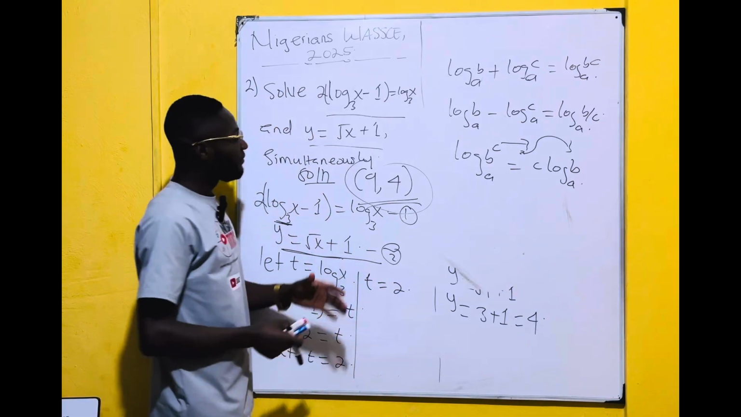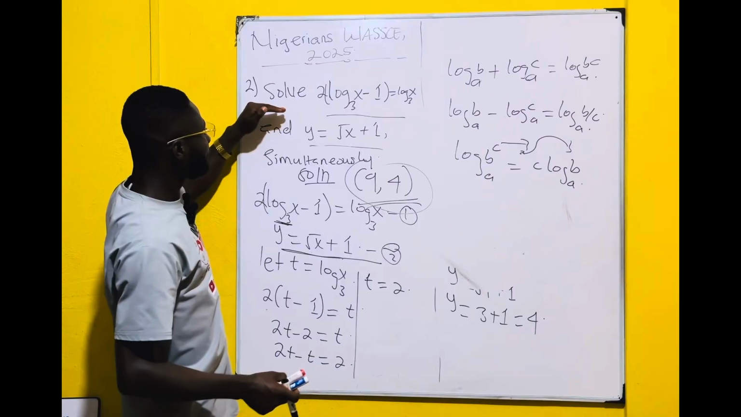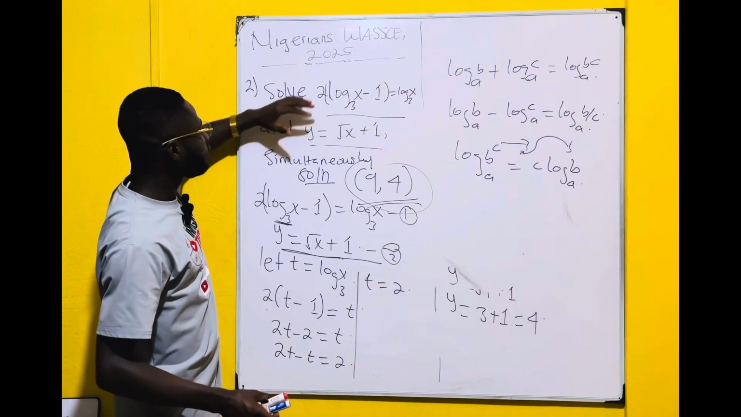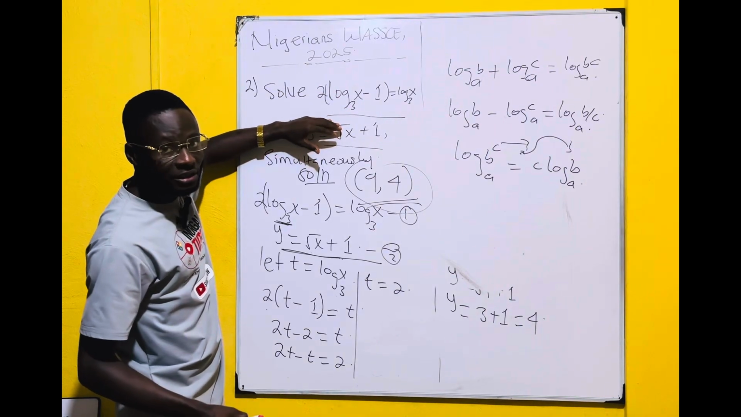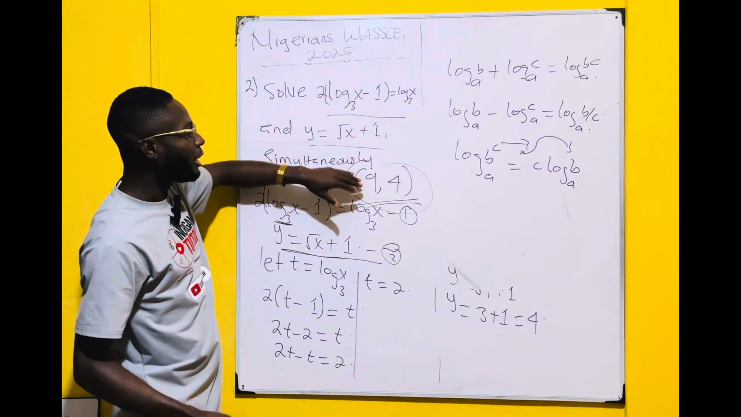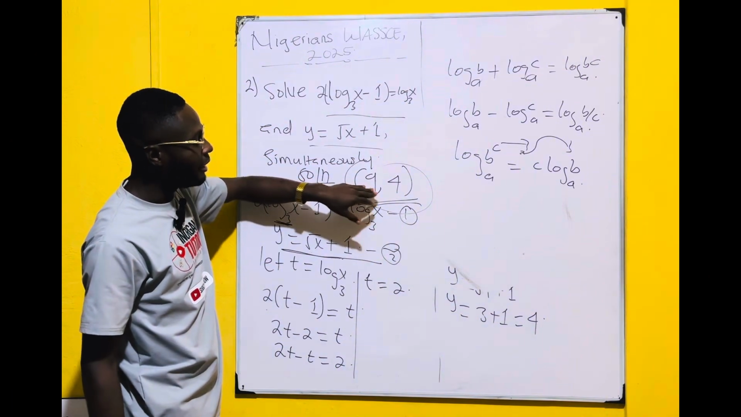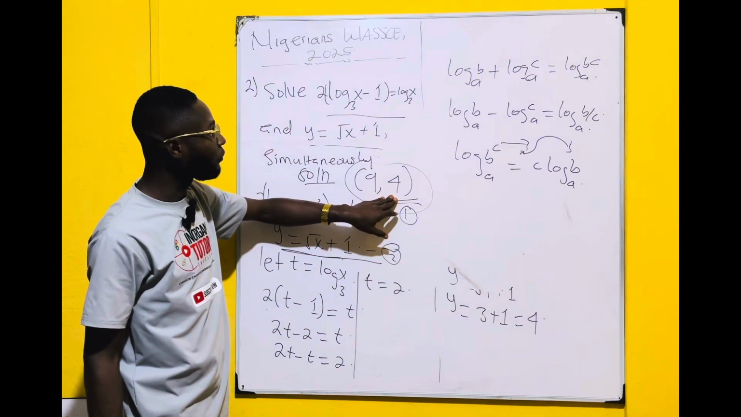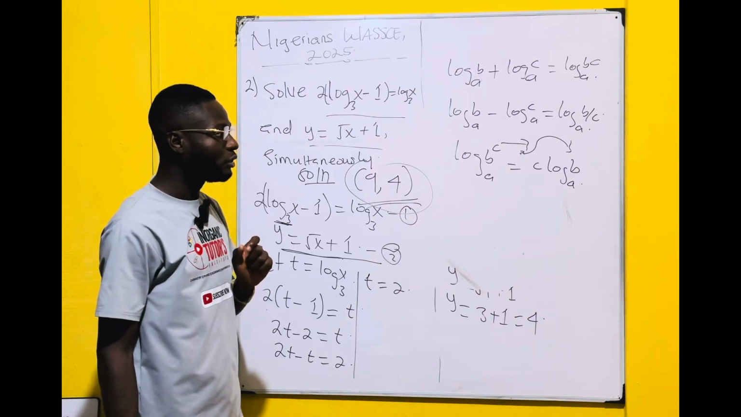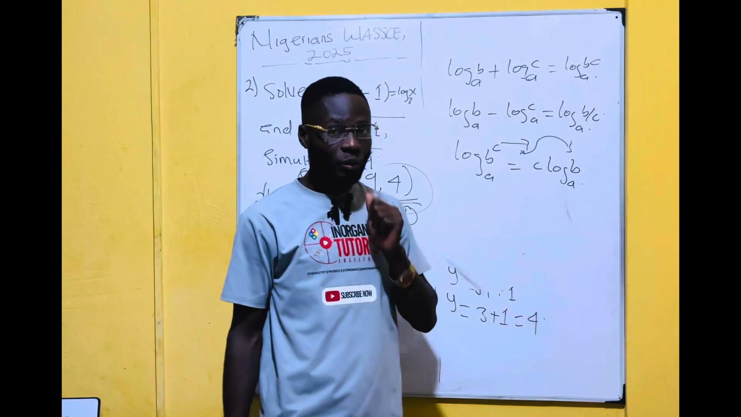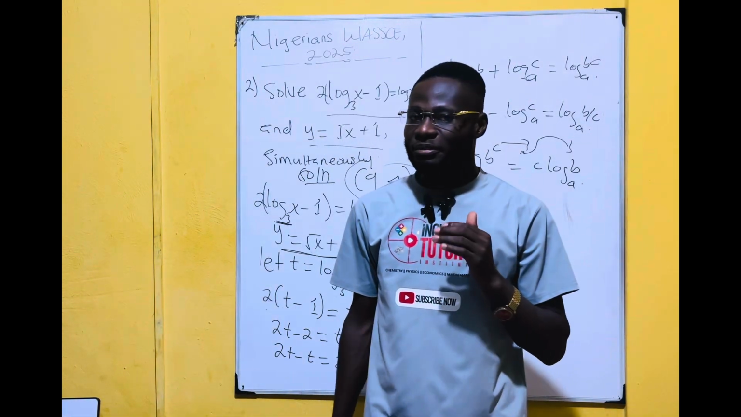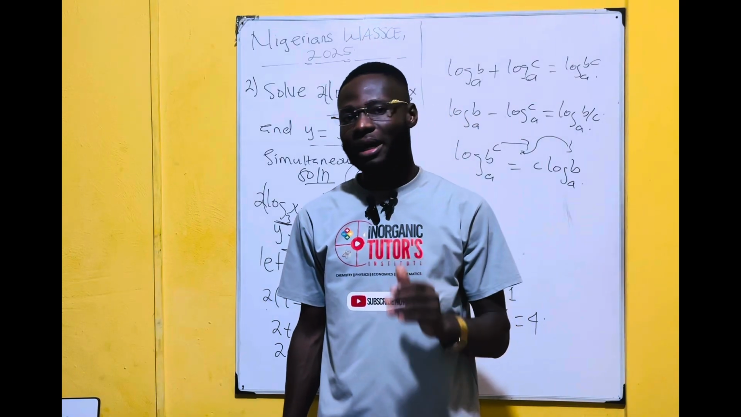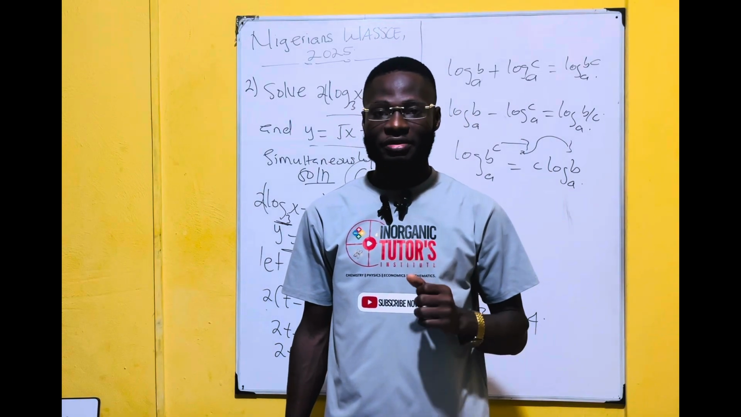So solving this expression and this expression simultaneously, we had our x to be 9 and our y to be what? 4. So take note. That is it for question number 2. Now give me some short break. I'll be back with question number 3.